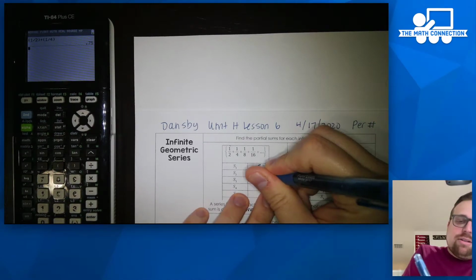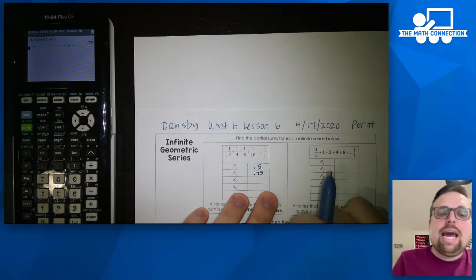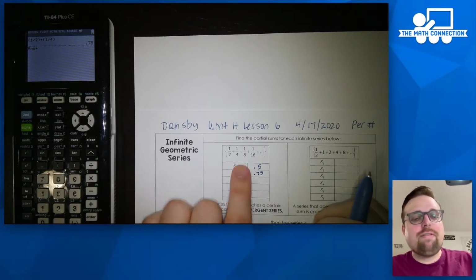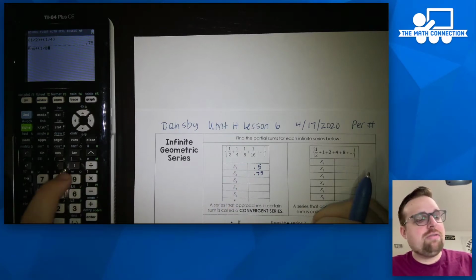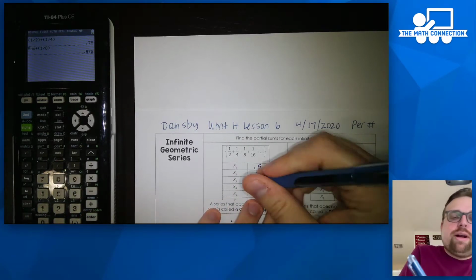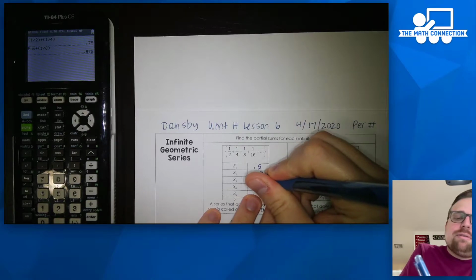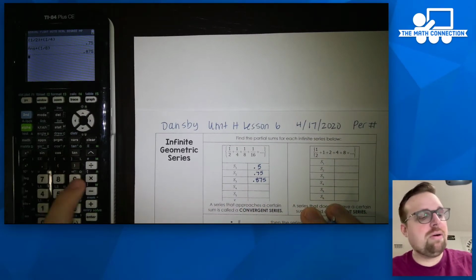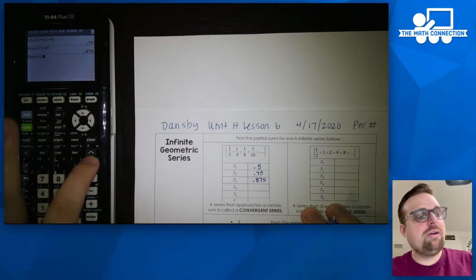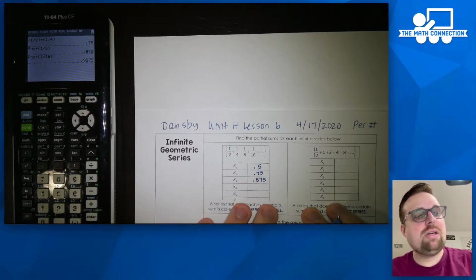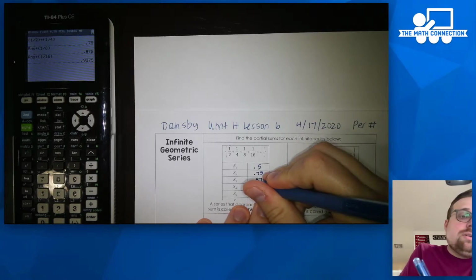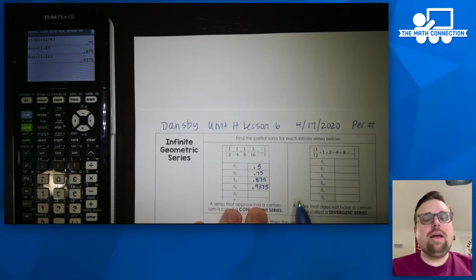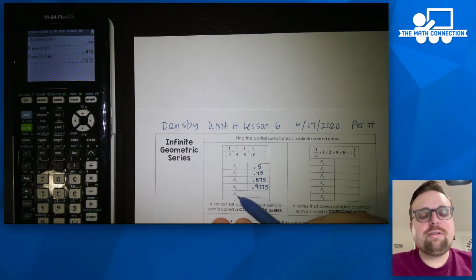So let's fill that in our table. Now I have to do it again up to the third term, so I can just take where I left off and add 1/8, and I get 0.875. And now let's do the fourth one. So add 1/16, and we get 0.9375.